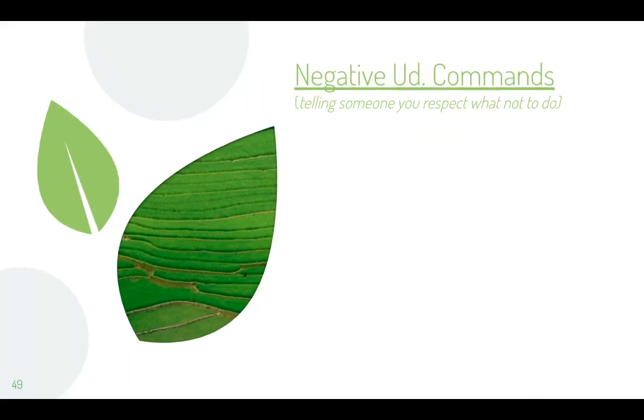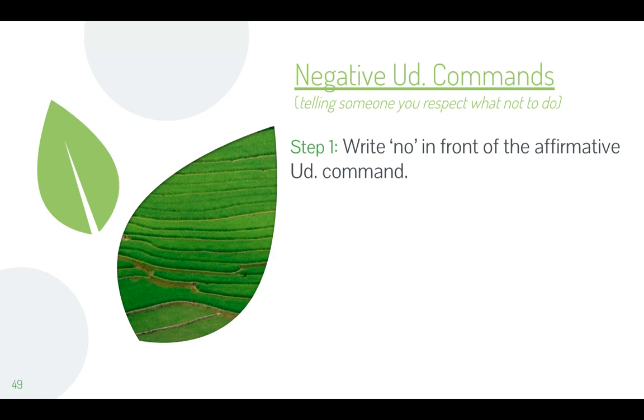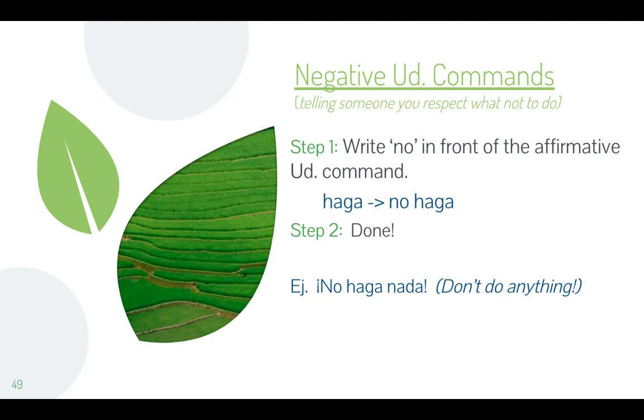Negative usted commands, telling someone that you respect what not to do. Let's take a look at how we would form these commands. Step 1, write no in front of the affirmative usted command. Haga would change to no haga. Step 2, you're done. That's all. Negative and affirmative usted commands are formed exactly the same way. All we need to do is add the word no in front of the affirmative usted command in order to form the negative. No haga nada. Don't do anything.